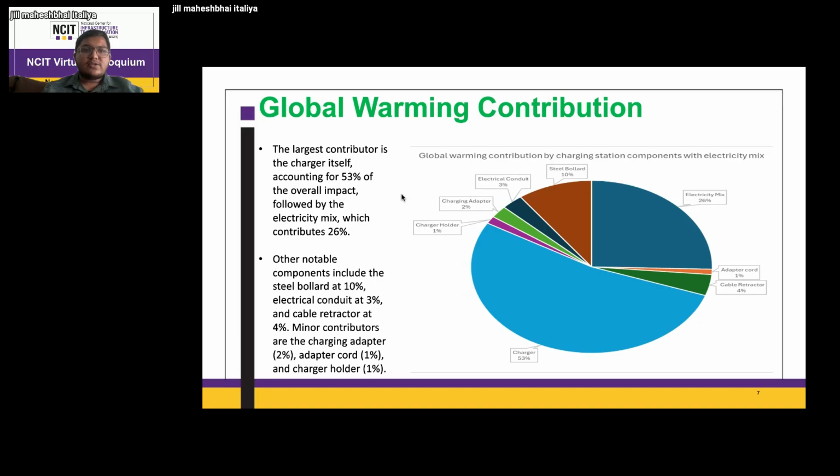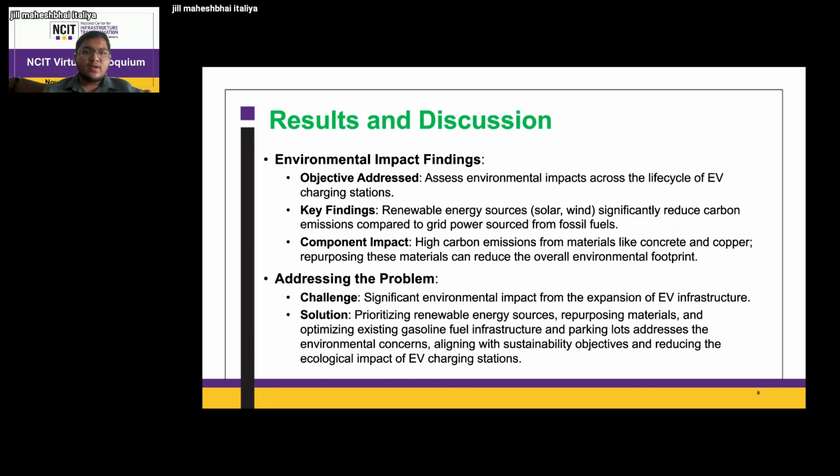Now it comes to the global warming contribution as it affects human health. Again, the largest contribution is from the charger itself, accounting for 53% of the overall impact, followed by the electricity mix, which is 26%, the grid energy, and the rest are very negligible. It's like 10%, 3%, and the minor contribution is from the charging adapter at 2%, and the charging holder.